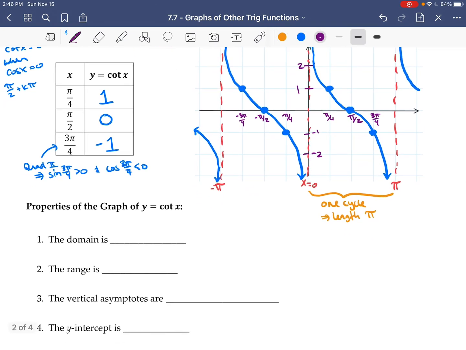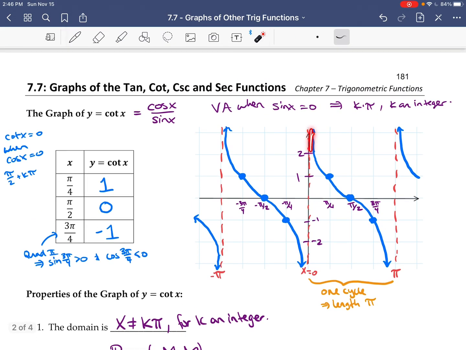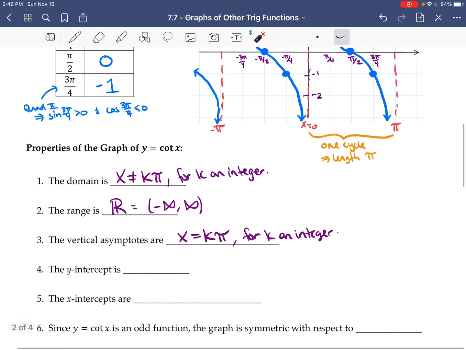Okay, so the domain, x cannot be integer multiples of pi. That's where our vertical asymptotes are. So I'm just going to fill that in. Okay, the range, again, is all real numbers. So the boldface R, which is negative infinity to infinity. So we can reach all y values because our graph goes to positive infinity, everything in between, and then also to negative infinity. So we can get all y values.